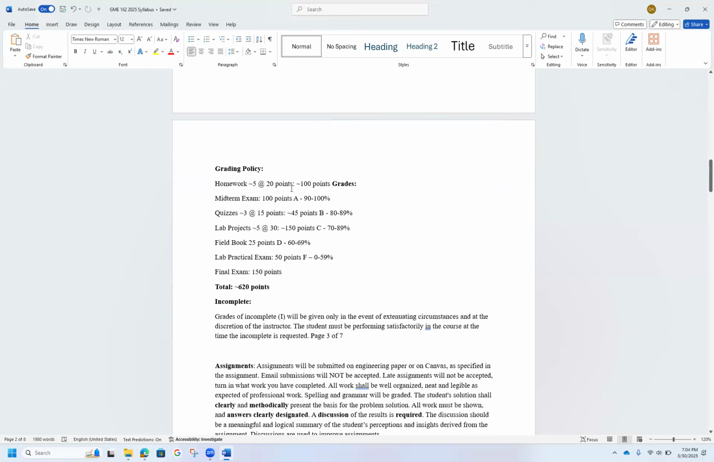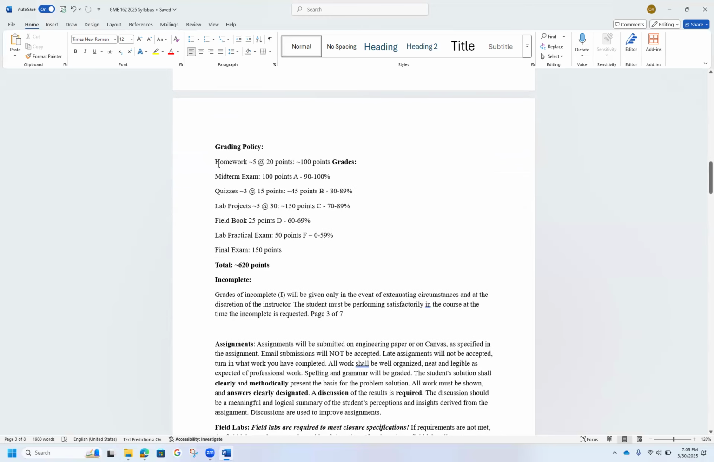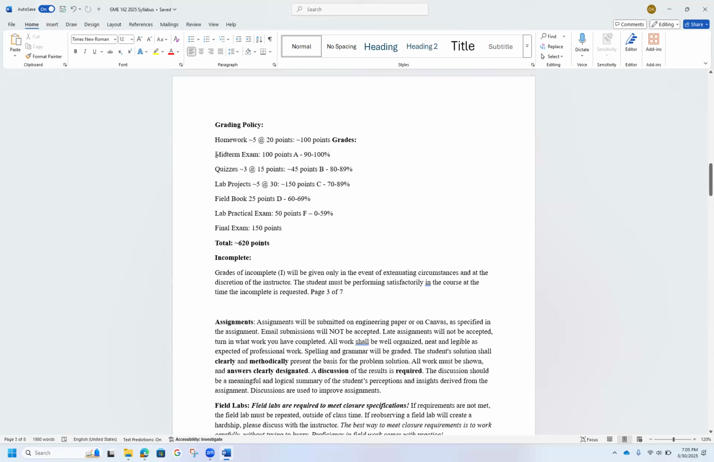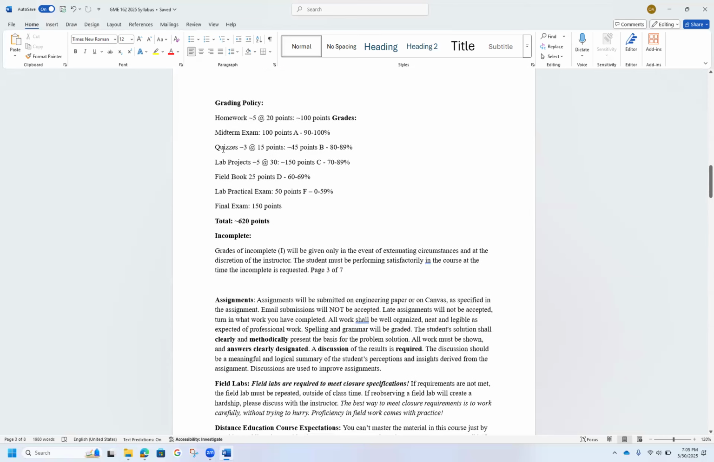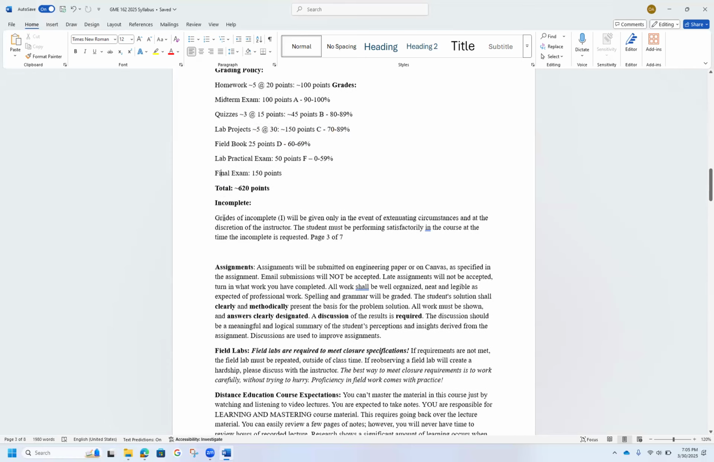Grading policy. I might drop the homeworks down to 3, but if I can do 4 or 5, I'll try to. But yeah, we're going to have homework. We're going to have one midterm. We'll have quizzes, the lab projects, how well that field book is in shape, the lab practical, right? And then the final exam.